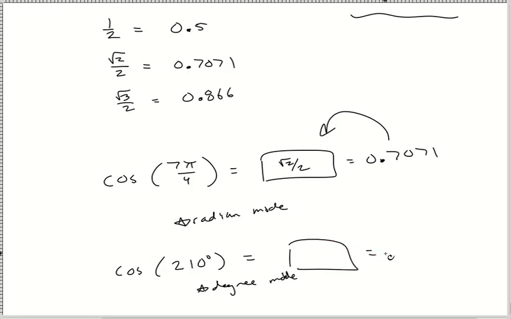Put it back in the degree mode. Cosine of 210, enter. And I got negative 0.866. I wonder what that is. Notice, negative. They're already telling you the answer. You don't need the reference angle. Okay, glad we talked about that.